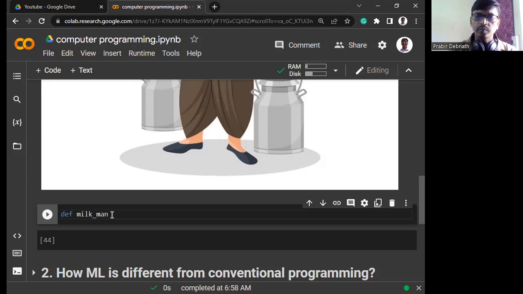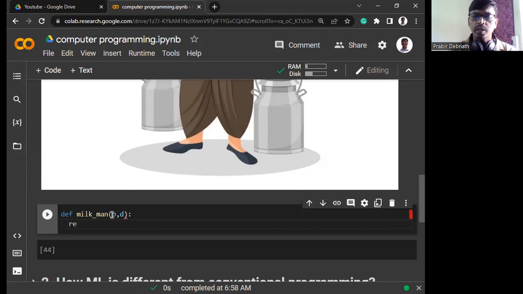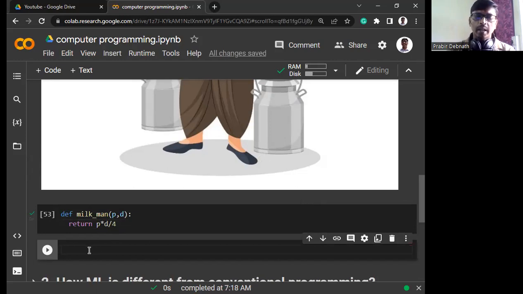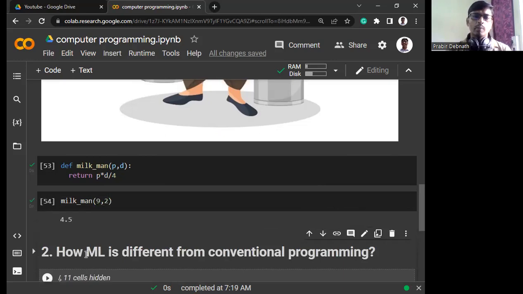milkman, p comma person comma dessert, then colon, then return person multiplied by number of dessert items divided by 4. I run this program and then I want to get the requirement of milk from this program. We'll write milkman in parentheses. So the number of guests is 9, number of dessert items is 2. Then see what is the milk requirement. The milk requirement will be 4.5 liters.